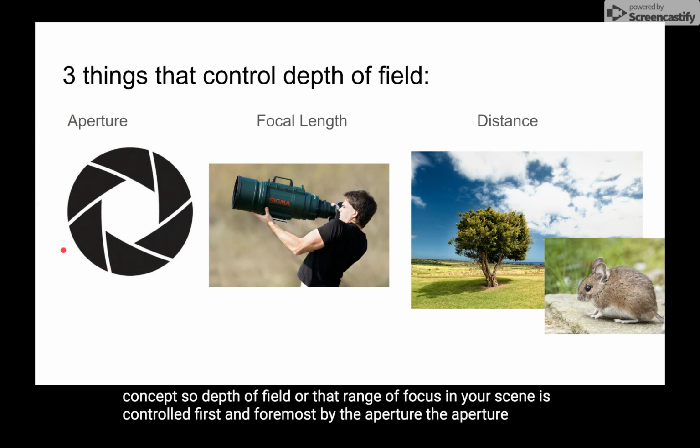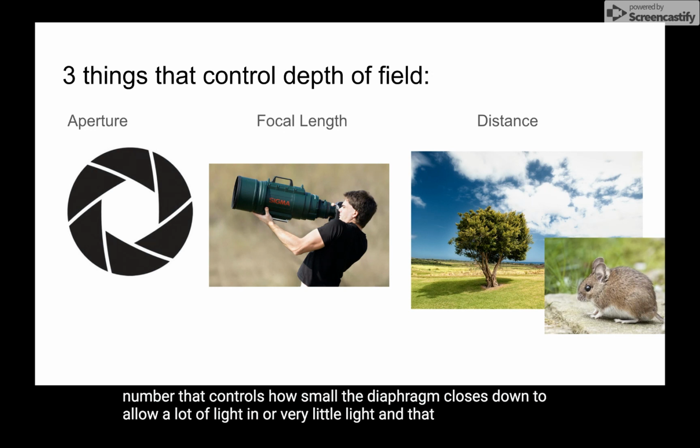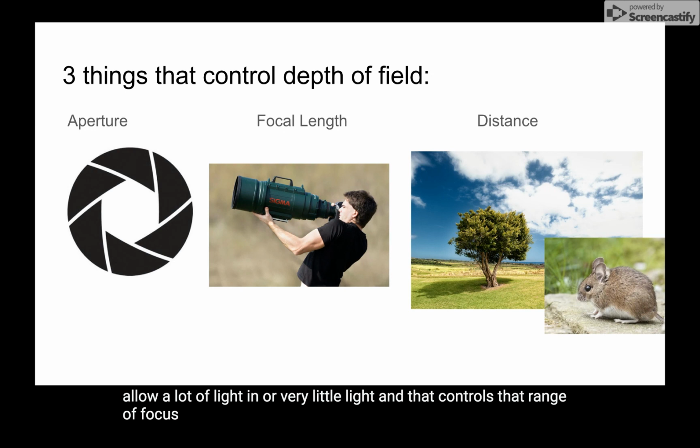So the aperture is that F number that controls how small the diaphragm closes down to allow a lot of light in or very little light, and that controls that range of focus. Depending on your focal length also.